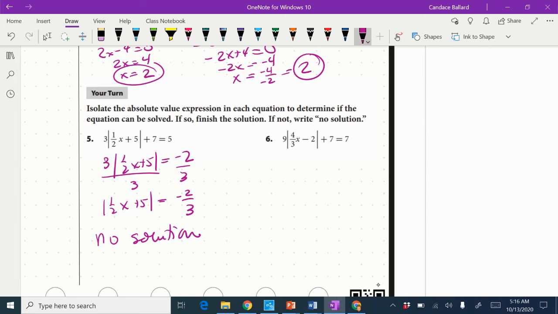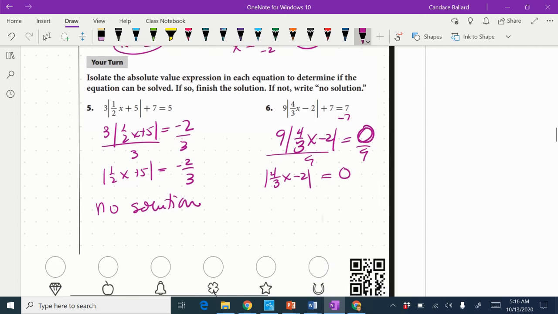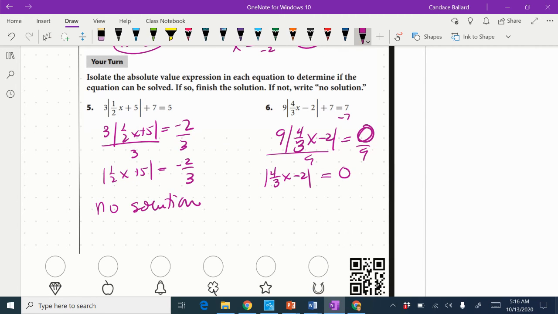All right, in example 6, number 6, I'm going to move the 7 over. So when I move the 7 over, I get 9 times the absolute value of 4/3 x minus 2 equals 0. Okay, I'm going to divide by 9, which means I get the absolute value of 4/3 x minus 2 equals 0. Now I've just got the absolute value, so I'm going to follow my rules. Split it into a positive expression and a negative expression.